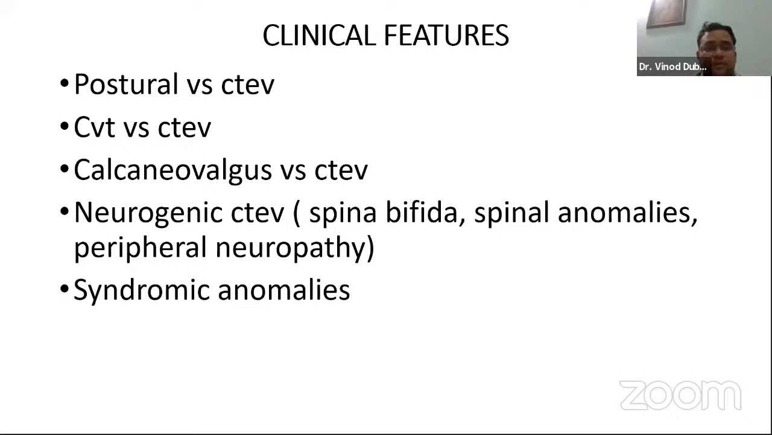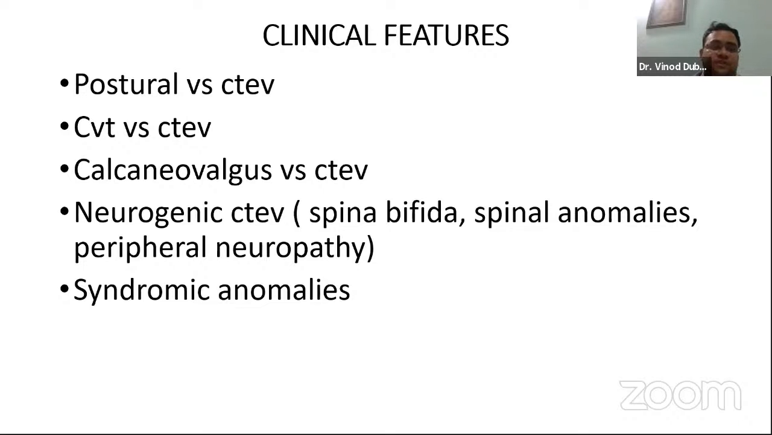So coming to the clinical picture, again, as I said earlier, the most important thing to rule out is postural CTV from the idiopathic clubfoot. In postural, there is no treatment. You just have to reassure the parents and give some manipulation to be done at home, and the child will be all right. While CTV has to be treated properly. So there are two different lines of treatment. Therefore, it is important to differentiate postural from CTV.